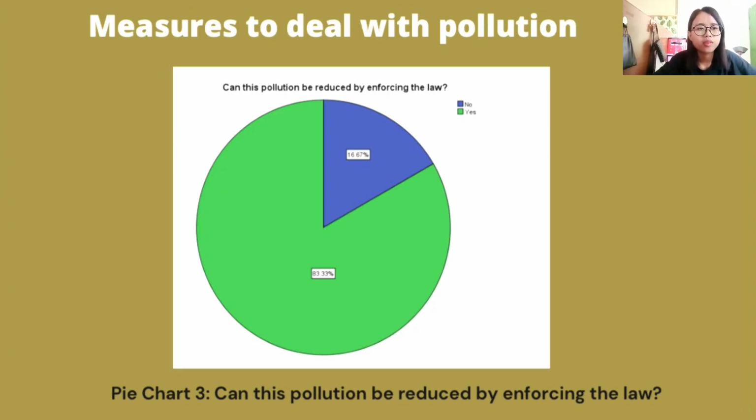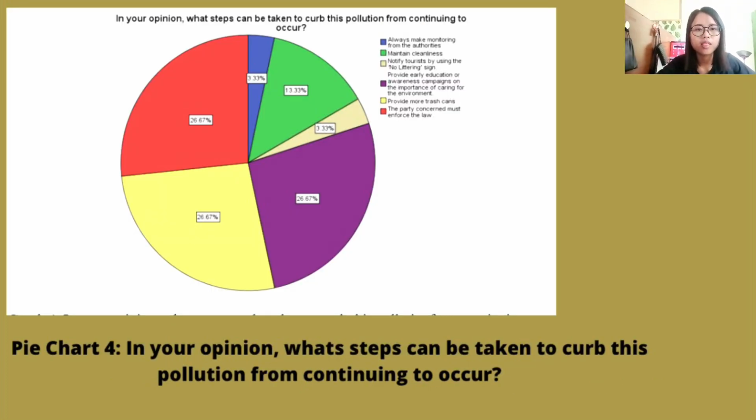Pie chart 3: can this pollution be reduced by enforcing the law? 35 respondents, 83%, agree this pollution can be reduced by enforcing the law. Only 16.7% of respondents disagree. Pie chart 4: in your opinion, what steps can be taken to curb this pollution from continuing to occur? 37% of respondents thought there is a need to provide early education or awareness, more trash cans, and enforce the law. Only 1 respondent, 3%, thinks the authorities should always monitor and notify tourists using no littering signs.